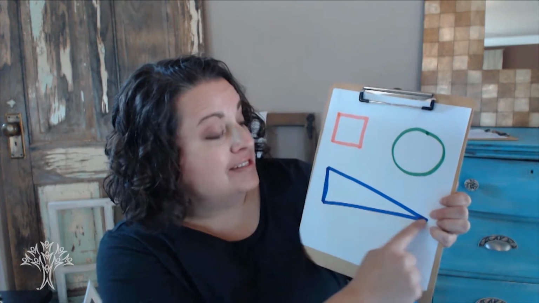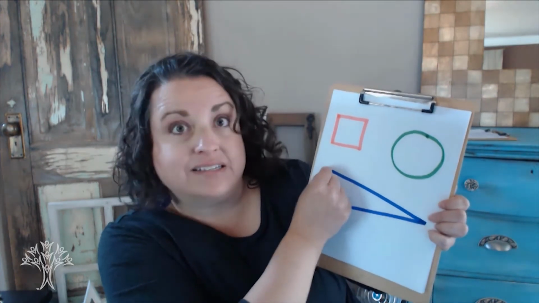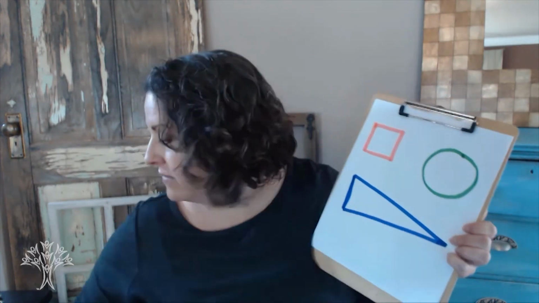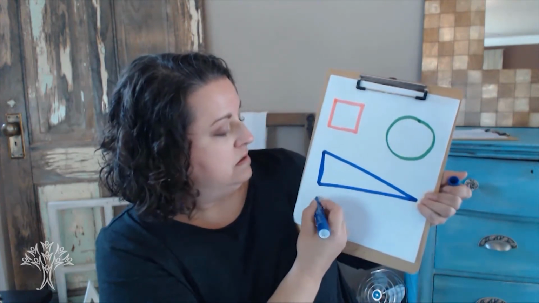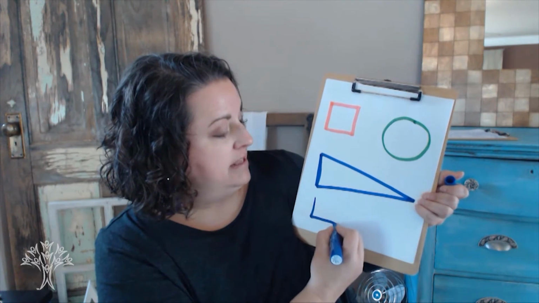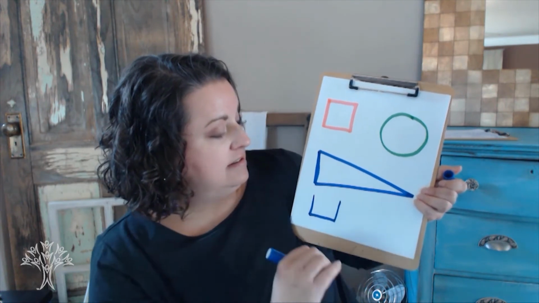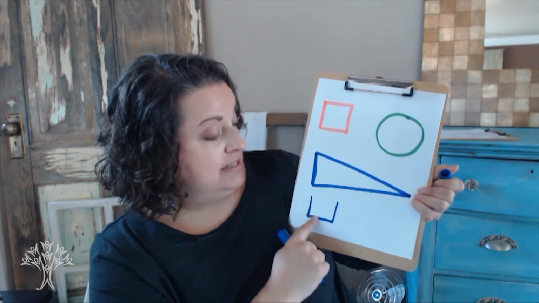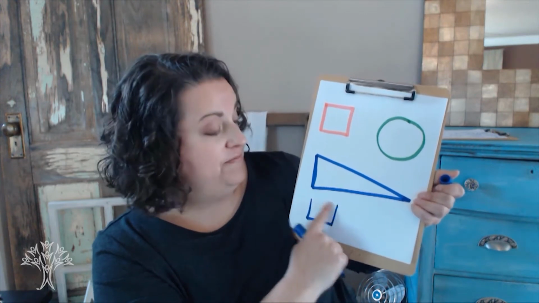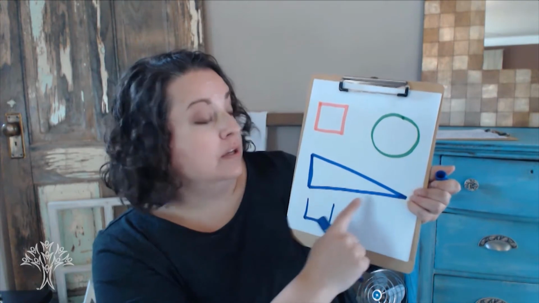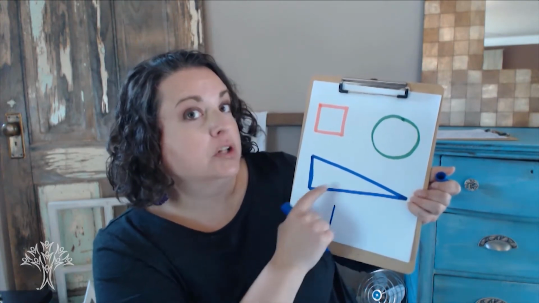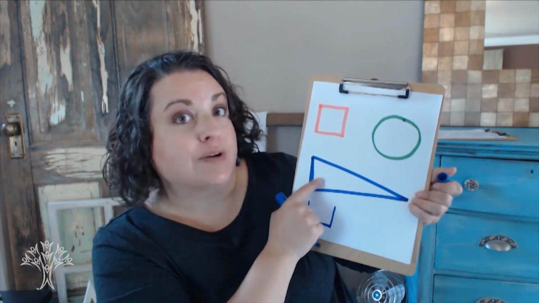Closed means that all the sides connect. They're not open. I'll give you an example. I could draw a shape like this that has 3 sides, but is open. The sides don't meet. We're not looking for an open shape. We're looking for a closed shape, a closed 3-sided triangle.